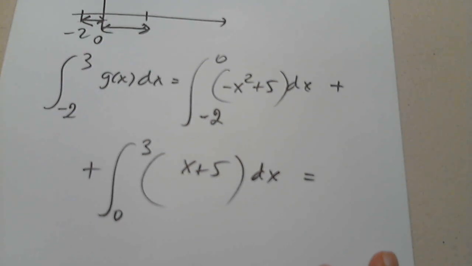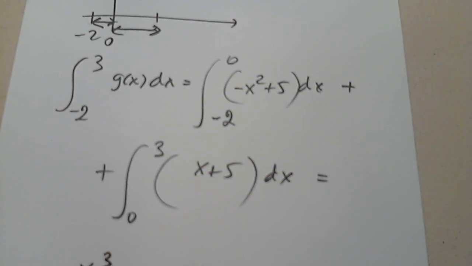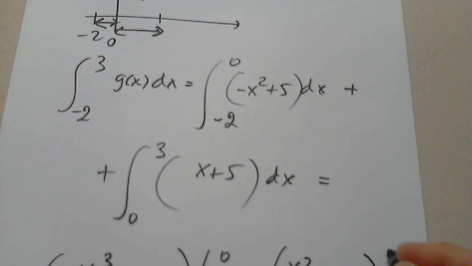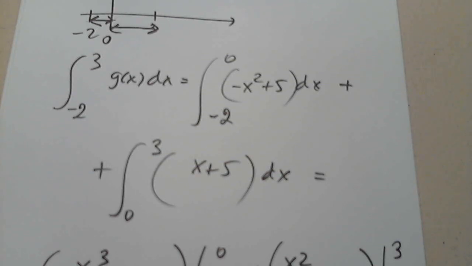Polynomial functions, the fundamental theorem of calculus applies. So -x to the third divided by 3 plus 5x, this one is between -2 and 0, plus x squared over 2 plus 5x from 0 to 3. So I have to determine these two integrals, add them up, and that will be the integral from -2 to 3 of g of x dx. And the situation happens because this is a piecewise defined function. It has different functions on different pieces of x.